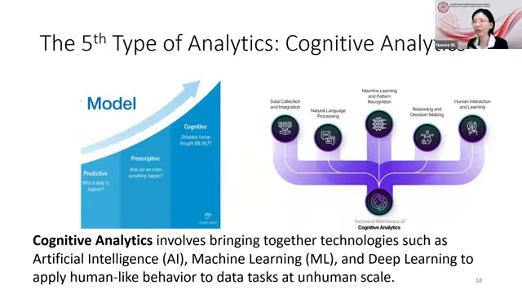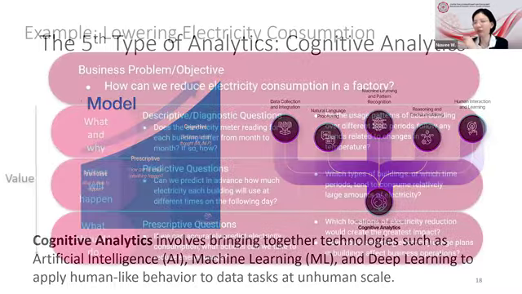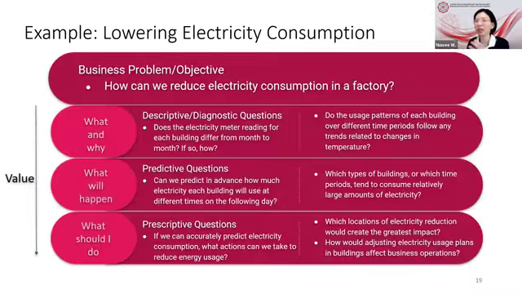So after we get cognitive analytics, what we expect is that we can do things that humans cannot touch, but the machine can touch. Okay. So let's see an example of using and asking questions in this 4 layer maturity model. We don't have the fifth one. Okay. So our example is about lowering electricity consumption.